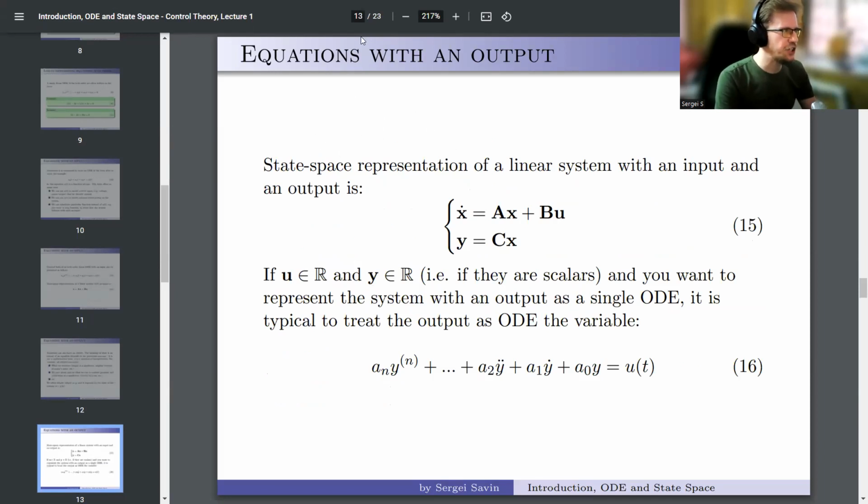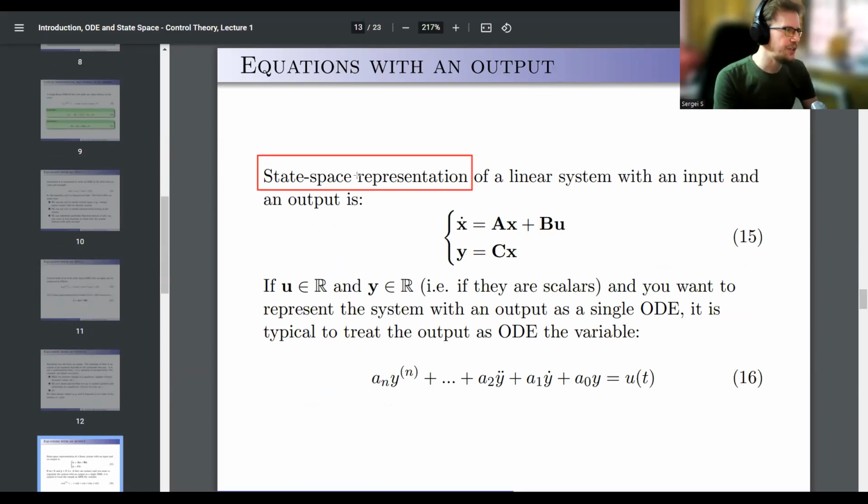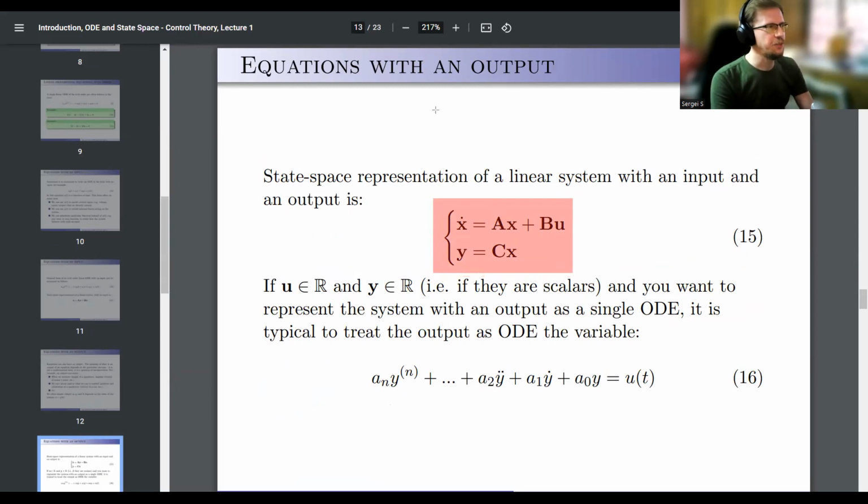Now, state space representation. I think maybe that's the first time you saw this word. State space representation, meaning a representation of systems with input and output. It looks like this. This here is called state space representation. We have here input u, output y. And that is our state space system.